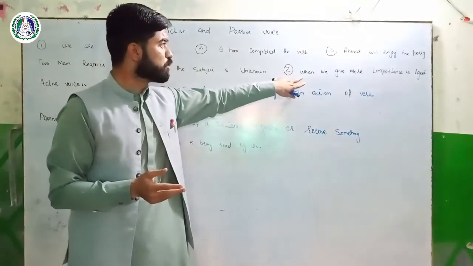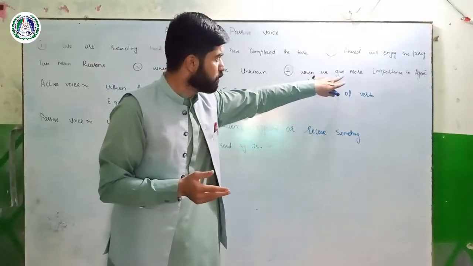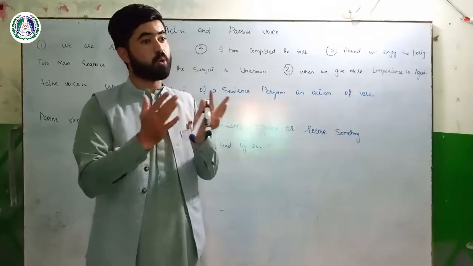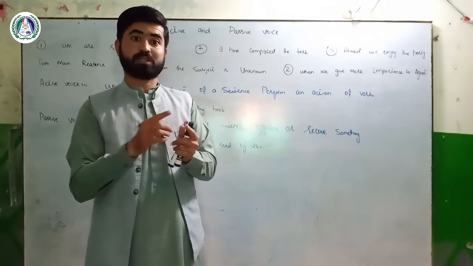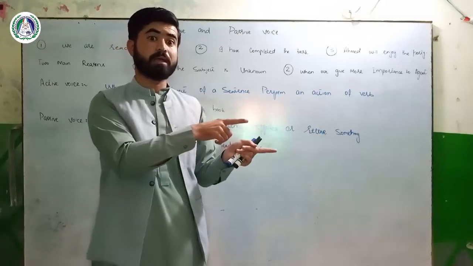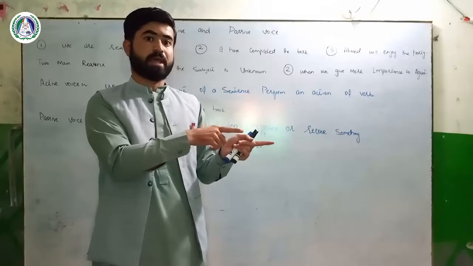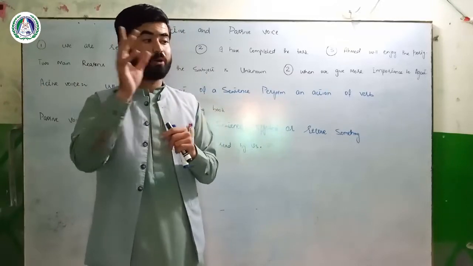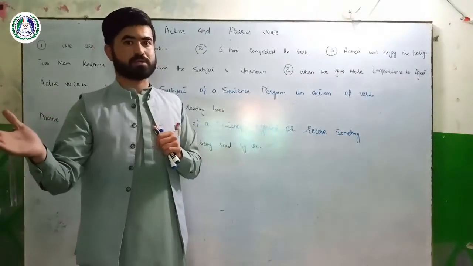And the second reason is when we give more importance to the agent, okay? Sometimes in a sentence we give more importance to the subject. For example, 5 persons were killed by the terrorism, okay? And keep quiet, you will be insulted by whom? Keep quiet, you will be insulted by teachers, okay?